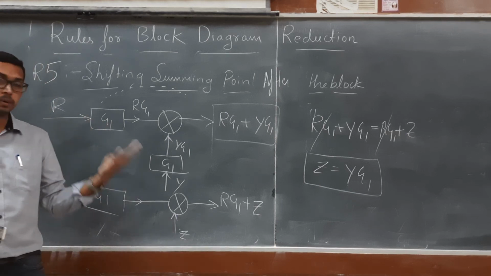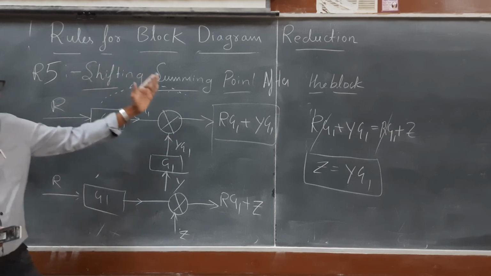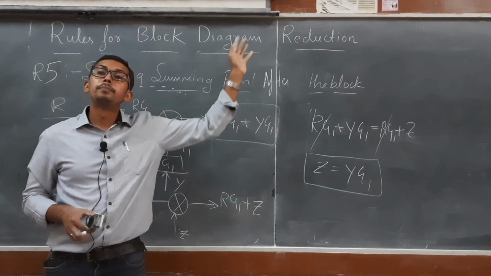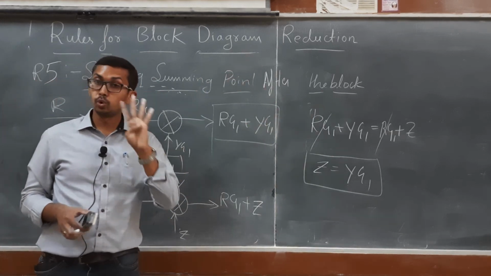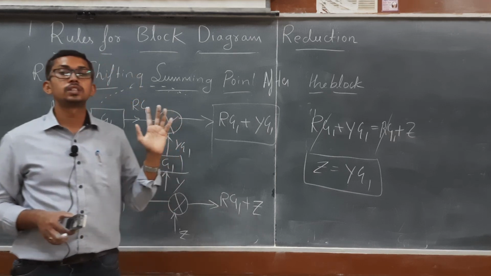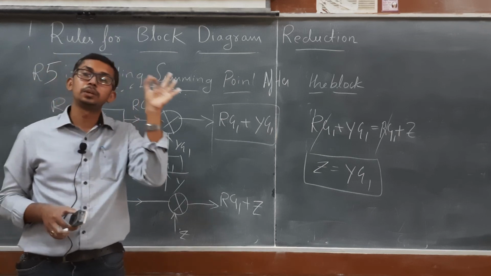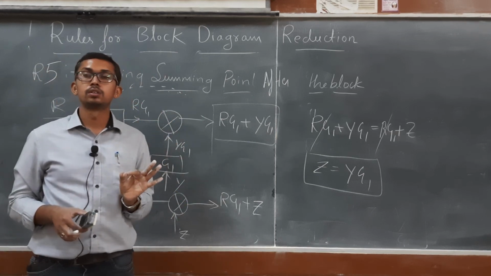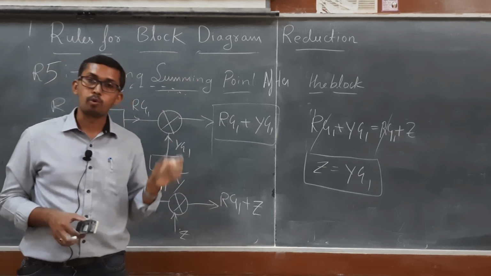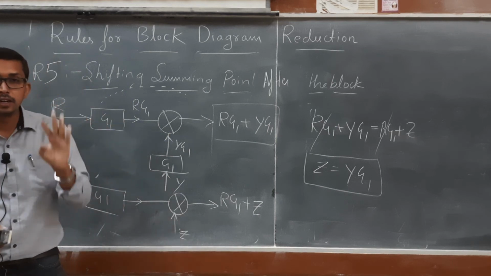Next, what is rule number 4? Shifting the summing point before the block. In such cases, what we have to do is add a reciprocal of the jumping block to that summing point signal. So that is rule number 4.